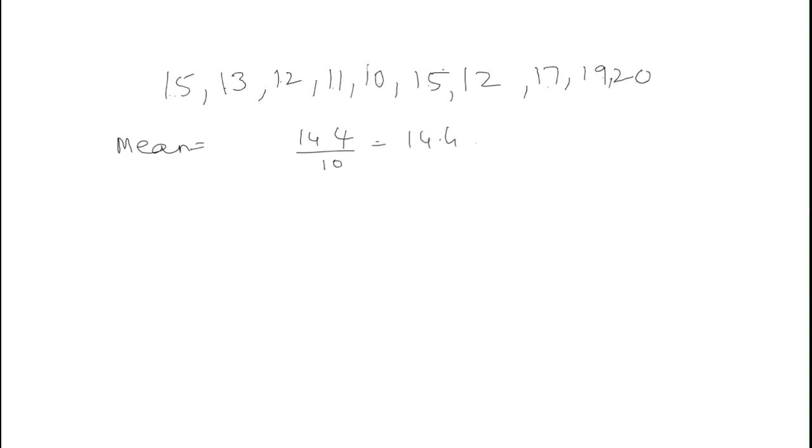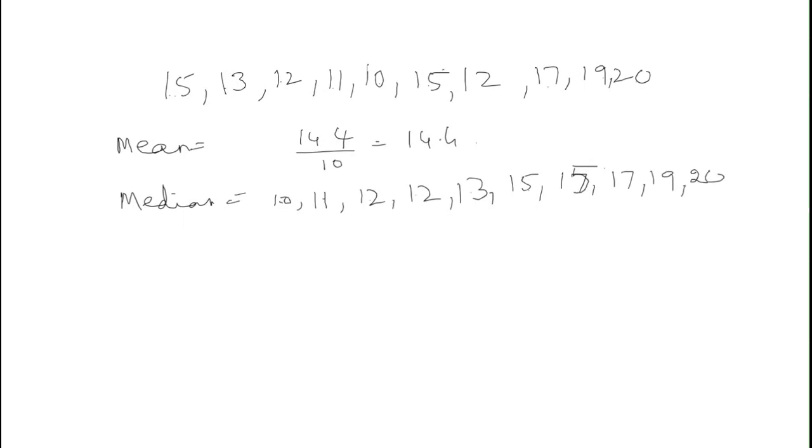So for finding the median, first you have to write the data in ascending order. Which is the smallest? 10, 11, 12, 12, 12, 13, 13, 15, 15, 15, 17, 17, 19, 20. Which are the two middle values? 13 and 15. 10 by 2 is 5, so the 5th and 6th values. 13 plus 15 by 2 is 14.